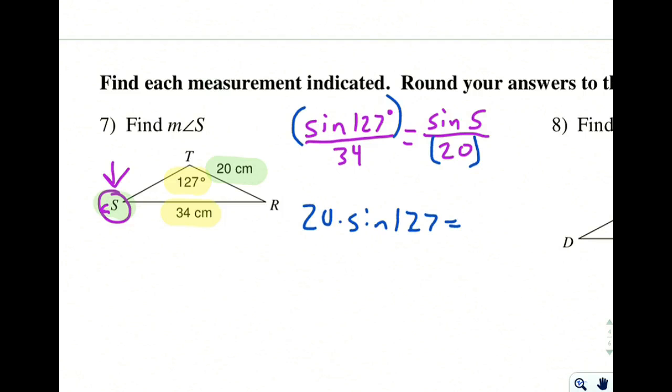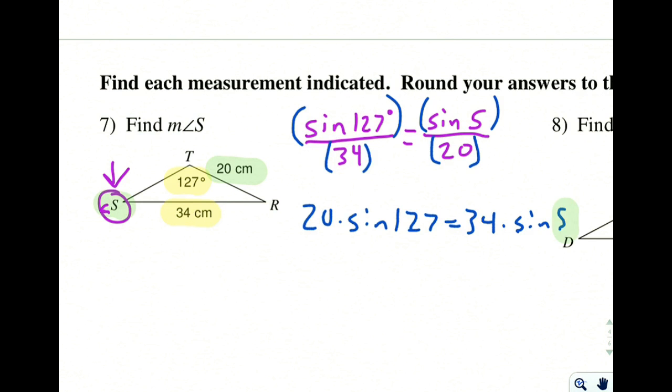And that's equal to 34 times sine of s. I always recommend writing the number part first and the sine second. There's just a lower chance of making mistakes, especially when you use your calculator if you write it in that order. So put your number parts first.